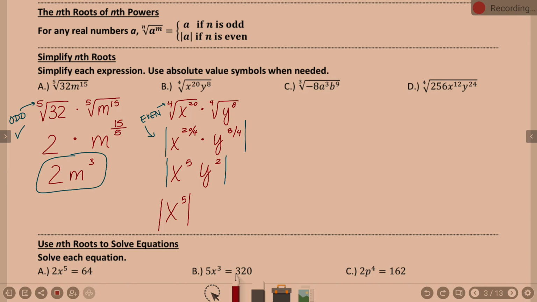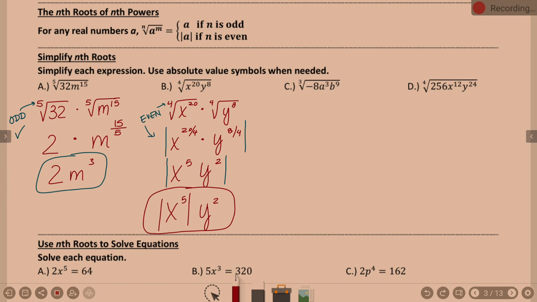Now, what about y to the 2nd? If y was negative, what would happen to y to the 2nd? It'd still be positive, wouldn't it? So y to the 2nd is okay. It does not need to stay in absolute value. So as a final answer, we're looking for the absolute value of x to the 5th times y to the 2nd.